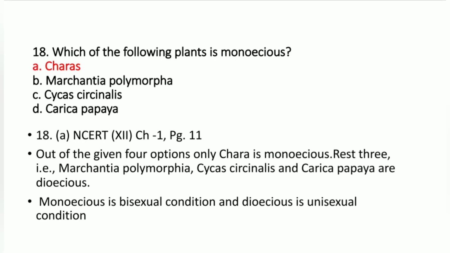18. Which of the following plant is monoecious? So answer is Chara. So monoecious plant means a condition in which stamens and carpel both are present in same flower.